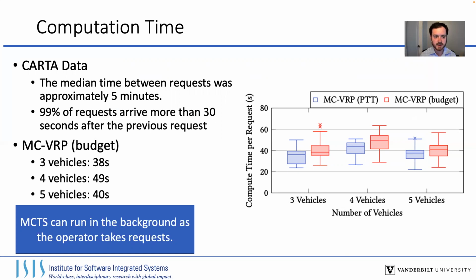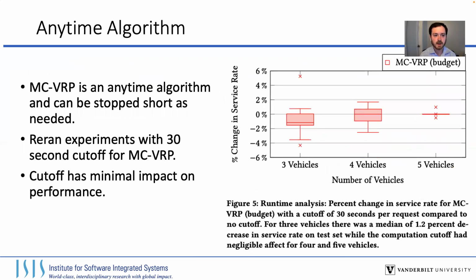In the case of MCVRP with the budget heuristic, the computation time per request varied between 38 and 49 seconds. It's important to note that MCTS can run in the background as the operator takes requests. Our approach is also an anytime algorithm, which can be stopped short as needed. We reran the experiments with a 30-second cutoff time for MCVRP. We show that the cutoff time had minimal impact on performance.